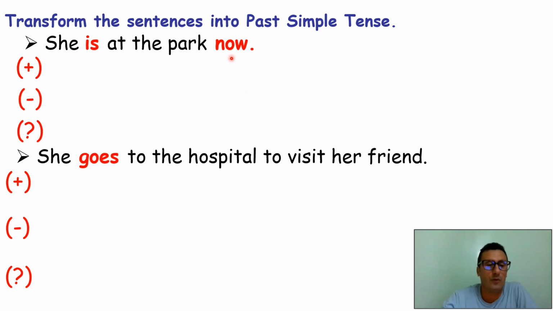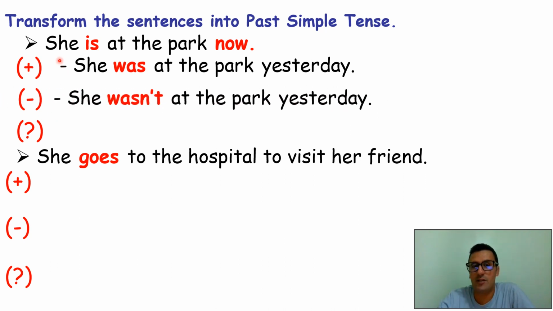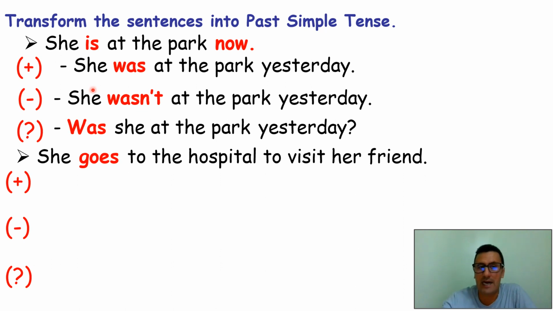Donc, pour le cas de l'affirmation, qu'est-ce qu'on va faire? On dit tout simplement, voilà, she was at the park yesterday, ou bien last month, ou bien last year, ou bien last weekend, comme vous voulez. Alors, she was, ce qui nous intéresse, c'est she was. She was at the park yesterday. La forme négative. She wasn't at the park yesterday. Après, was she at the park yesterday?